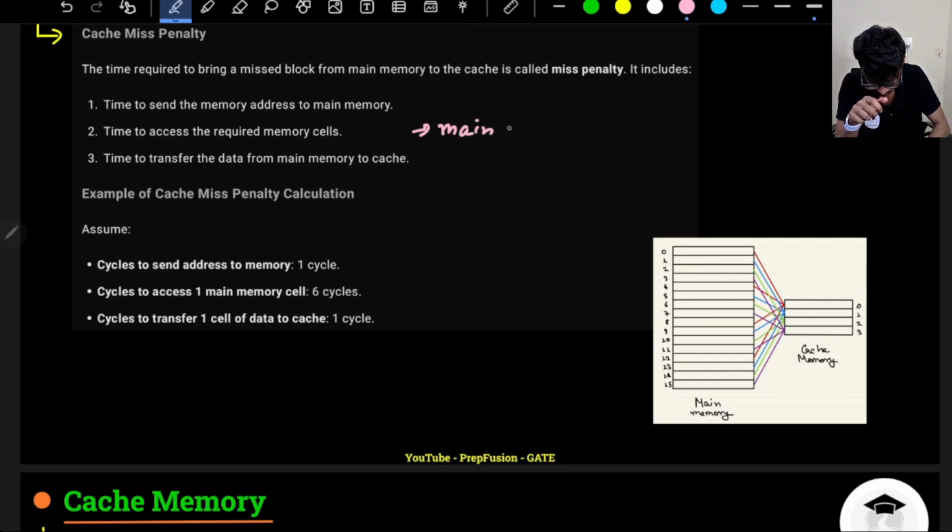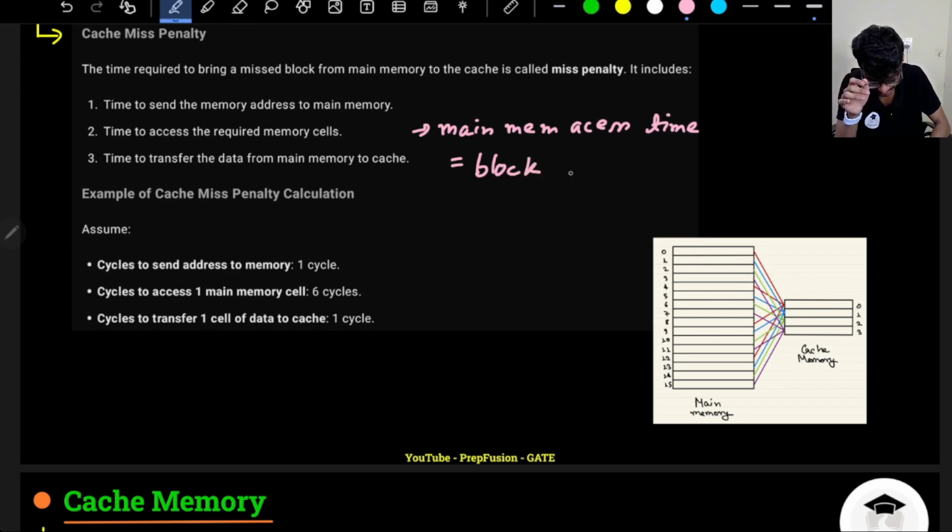main memory access time will be the block size.